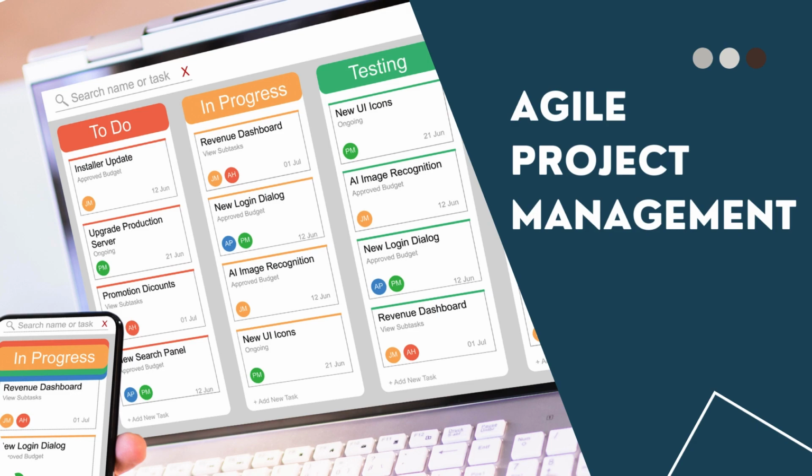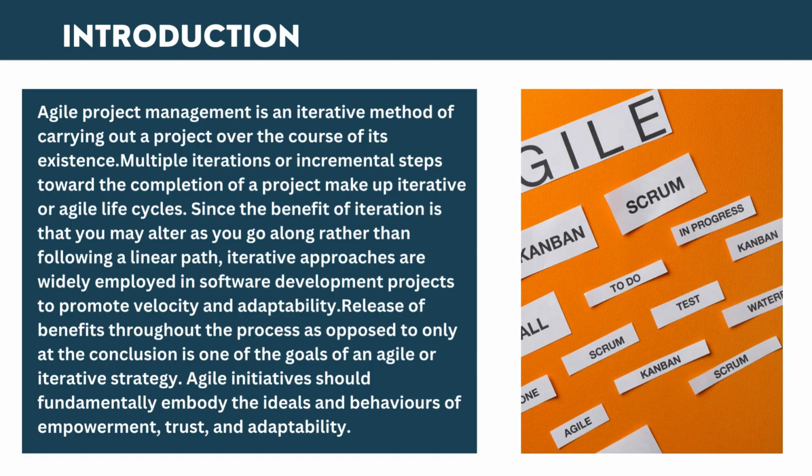Agile Project Management. Introduction. Agile Project Management is an iterative method of carrying out a project over the course of its existence. Multiple iterations or incremental steps toward the completion of a project make up iterative or agile life cycles. Since the benefit of iteration is that you may alter as you go along rather than following a linear path, iterative approaches are widely employed in software development projects to promote velocity and adaptability.